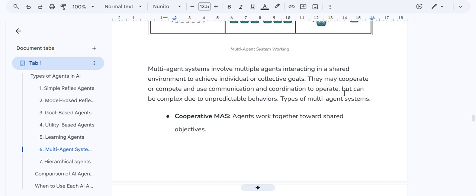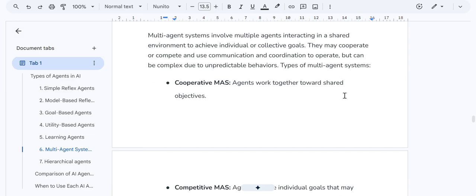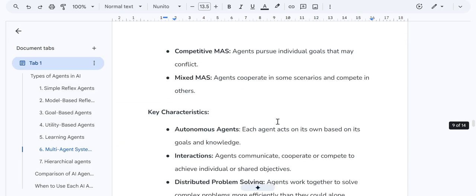They may cooperate or compete and use communication and coordination to operate, but can be complex due to unpredictable behavior. Types of multi-agent system. Cooperative MAS: agents work together towards shared objectives. Competitive MAS: agents pursue individual goals that may conflict. Mixed MAS: agents cooperate in some scenarios and compete in others.